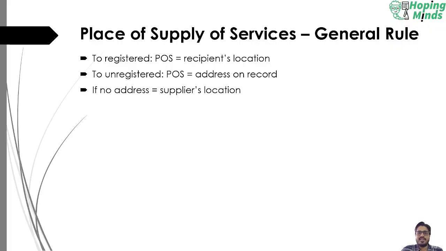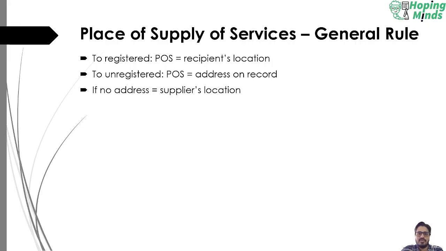Then let us move to place of supply in case of services. For services, the place of supply is typically tied to the recipient's location, but it does vary in specific cases. So in general, the place of supply is the location of the service recipient. For example, a consultancy firm in Rajasthan provides services to a company in Uttar Pradesh. The place of supply in this case will be Uttar Pradesh and IGST will be charged.